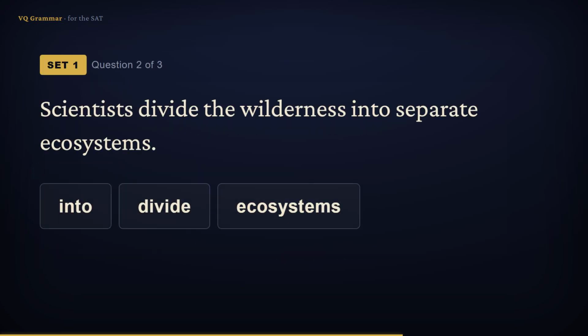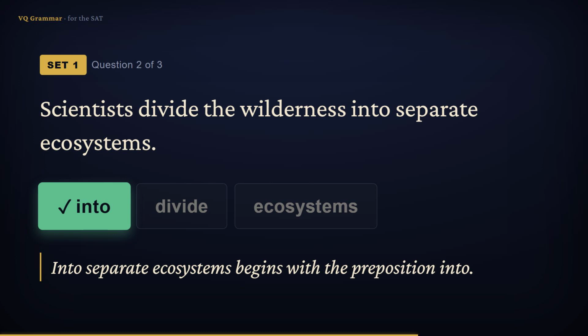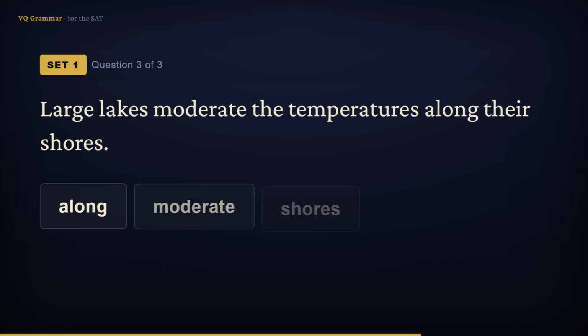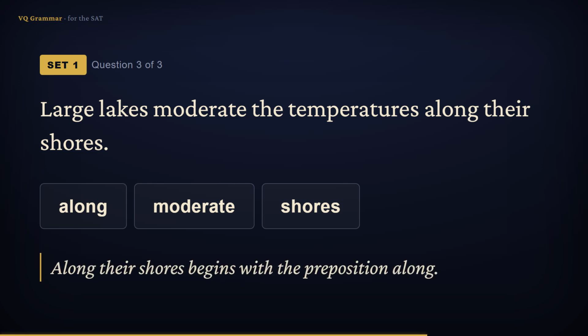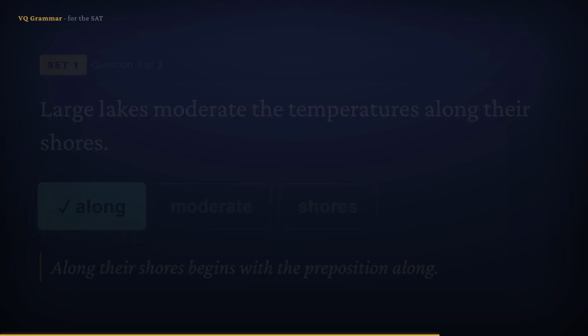Scientists divide the wilderness into separate ecosystems. The phrase is into separate ecosystems, beginning with into. So the answer is into. Large lakes moderate the temperatures along their shores. The phrase is along their shores, beginning with along. So the answer is along.